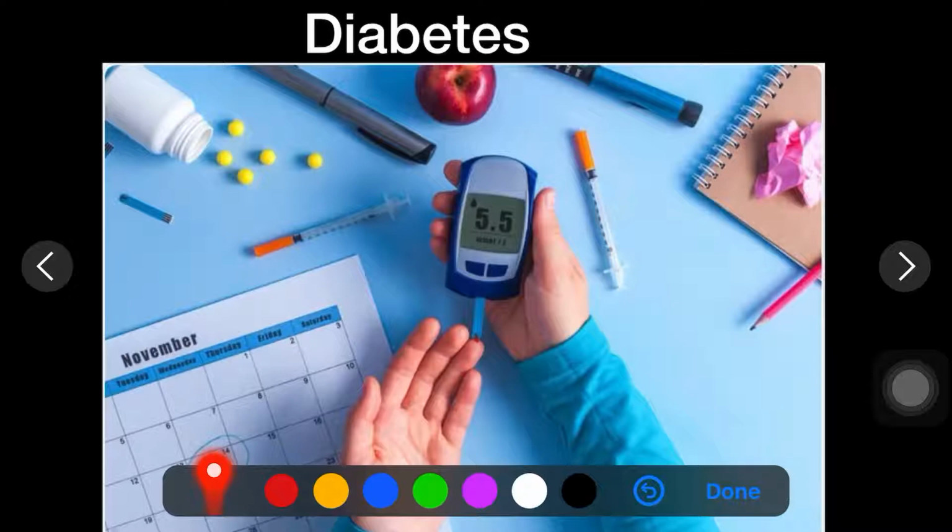Type 2 diabetes is a chronic condition that affects the way the body processes blood sugar, that is glucose level. Type 1 diabetes is a chronic condition in which the pancreas produces little or no insulin. And pre-diabetes is a condition in which blood sugar is high but not high enough to be type 2 diabetes.